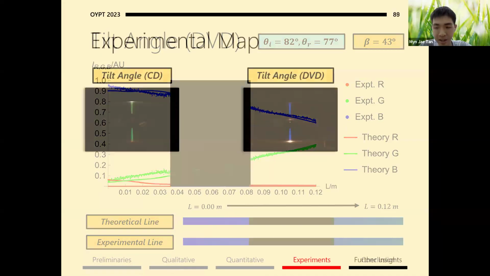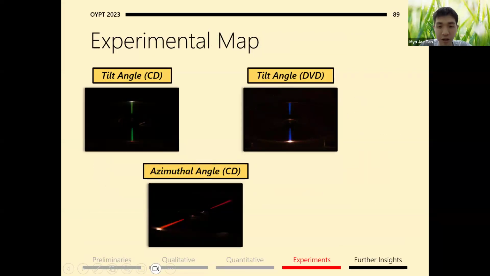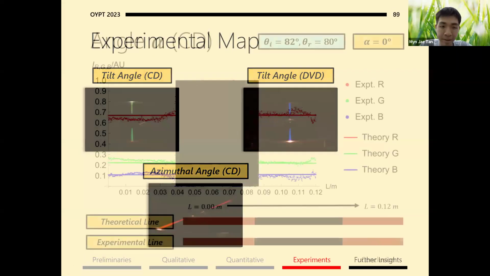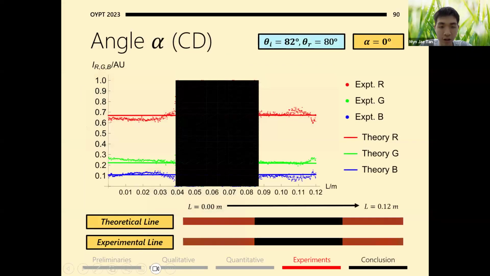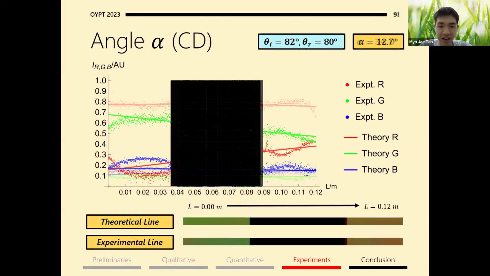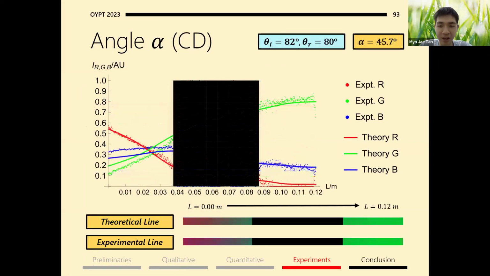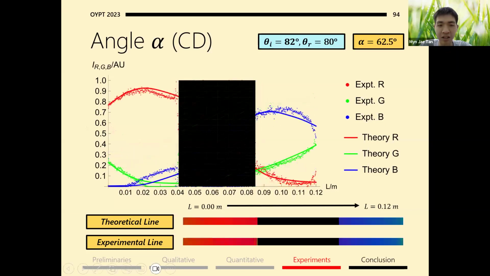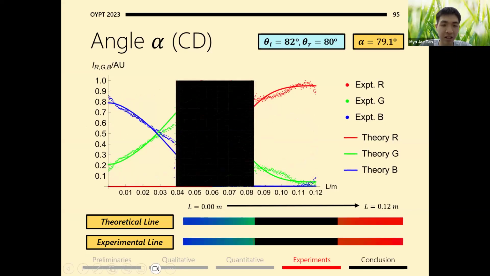And then next we'll look at changing the azimuth angle for the CD. We still first observe the orange line, which turns to green, then red. And then afterwards it becomes more rainbow-like. As you can see, there are many different colors.